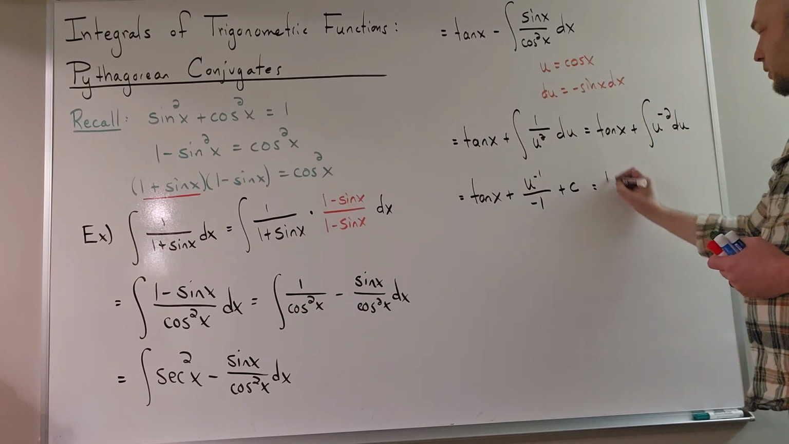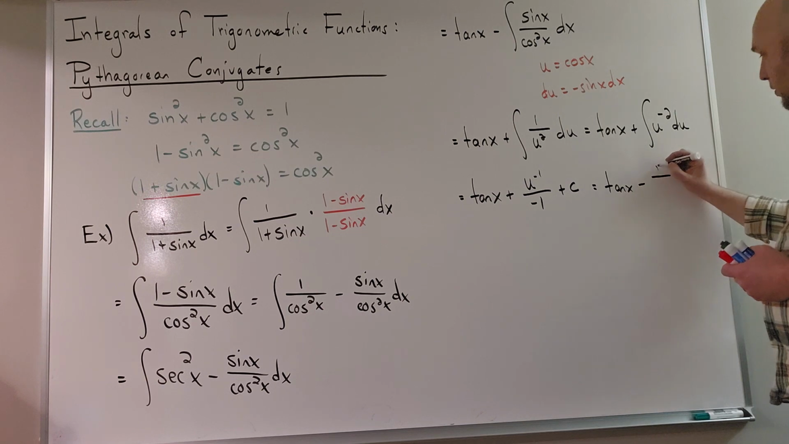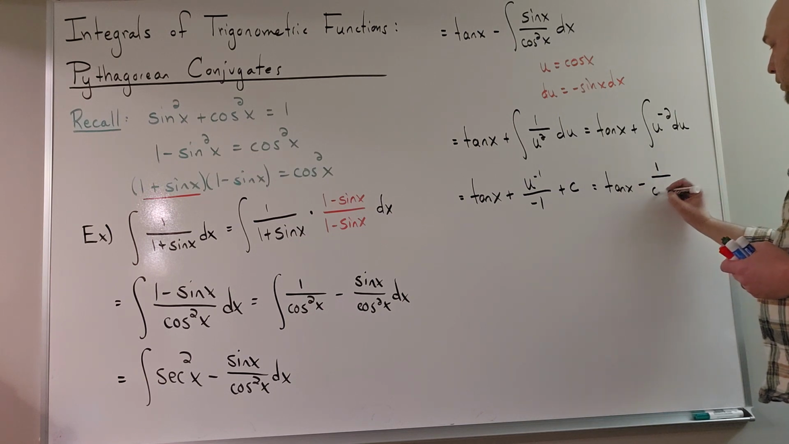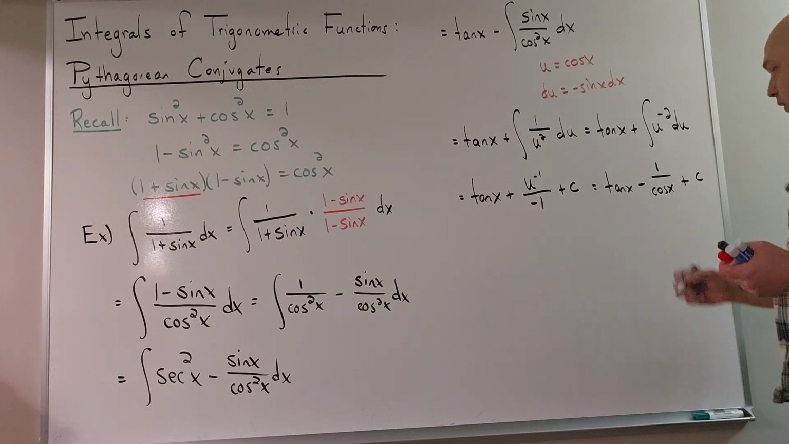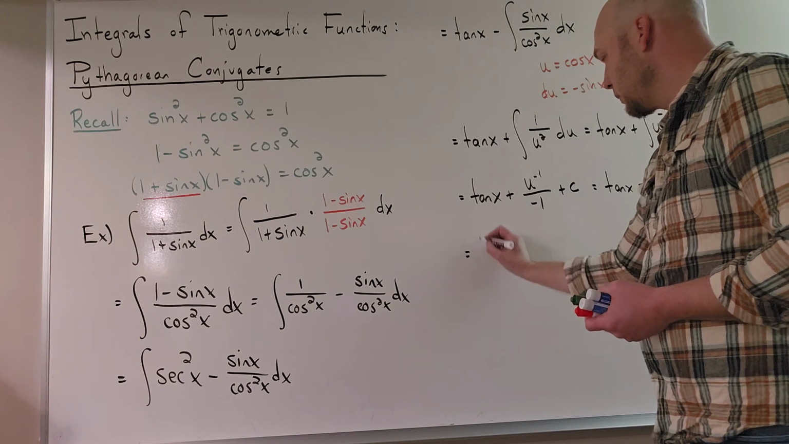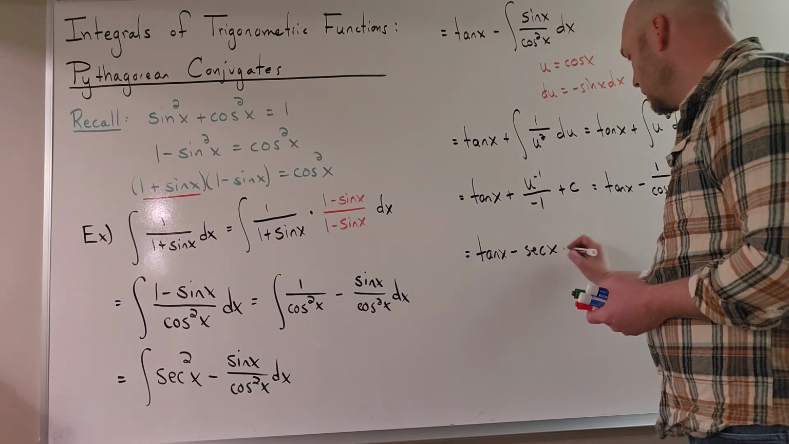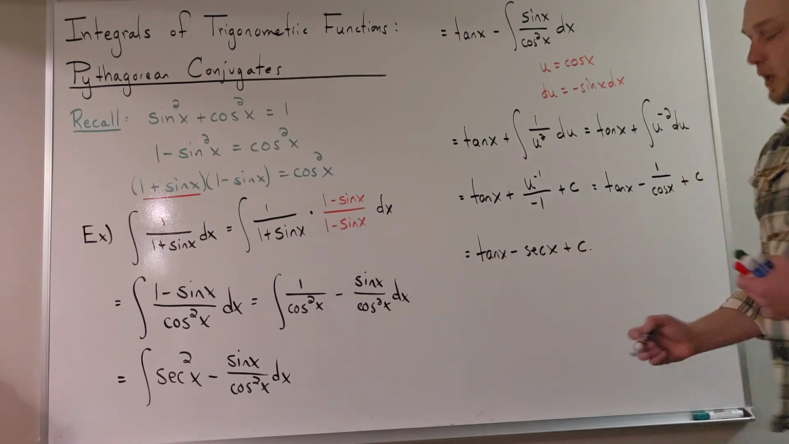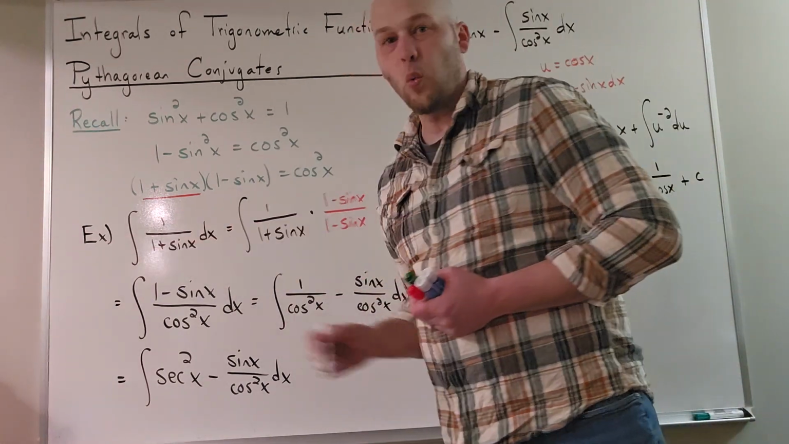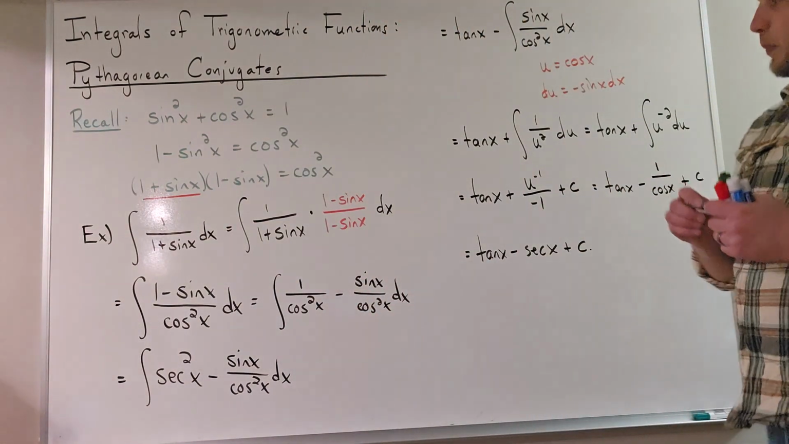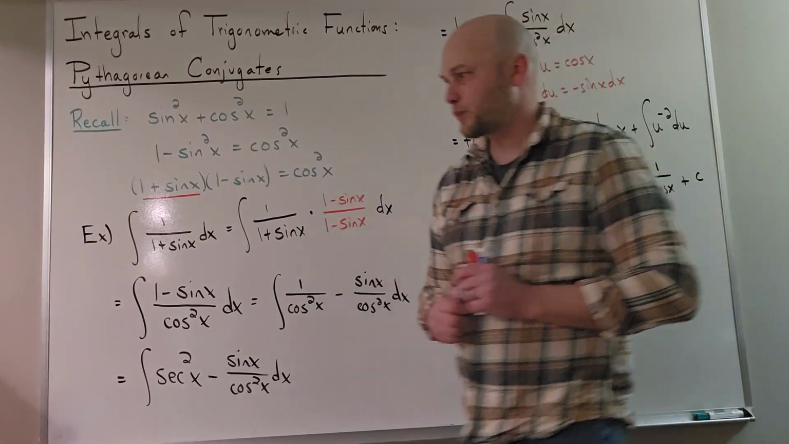So a couple different things to maneuver, but standard technique. So this is 1 over cosine plus c. And we can write 1 over cosine as secant, so this would be the tangent minus the secant plus c. So this is your antiderivative of 1 over 1 plus sine. Again, we accomplished that by using a Pythagorean conjugate.